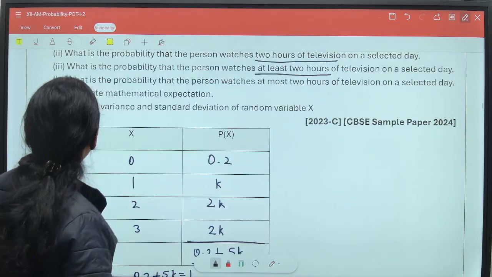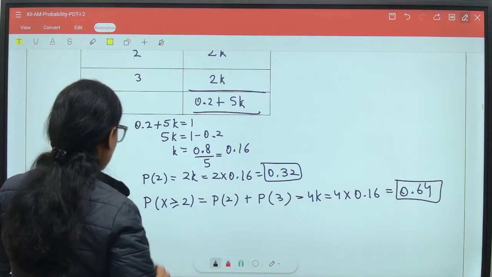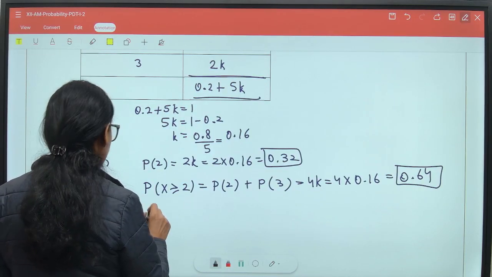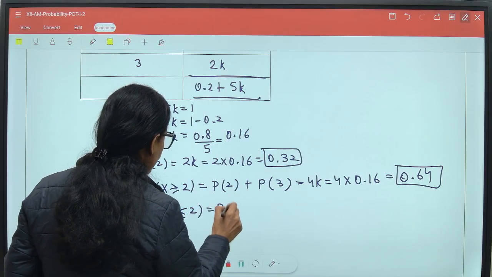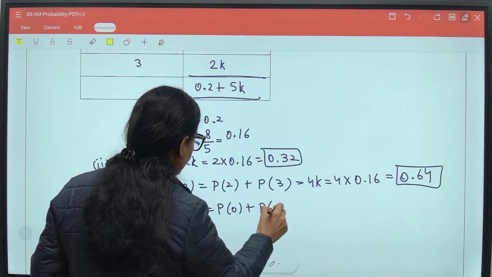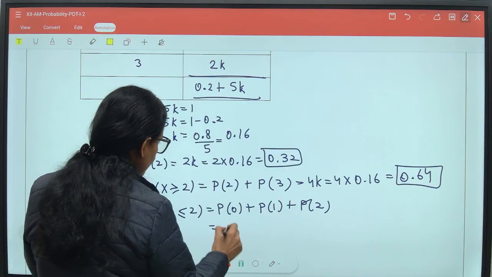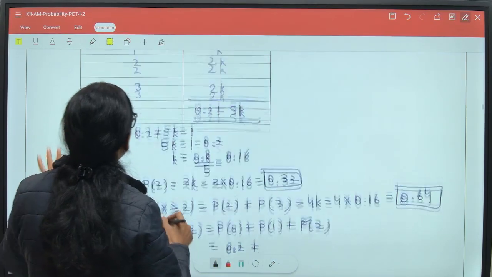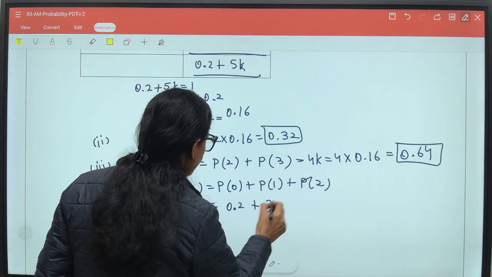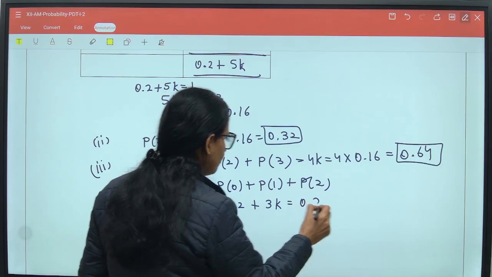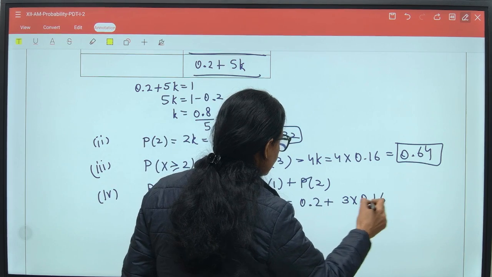Fourth part: what is the probability that the person watches at most 2 hours of television? At most 2 hours means x less than or equal to 2. That means probability of 0 plus probability of 1 plus probability of 2. Probability of 0 is 0.2, probability of 1 is k and of 2 is 2k. 2k plus k becomes 3k. So 0.2 plus 3k, that means 0.2 plus 3 into 0.16.